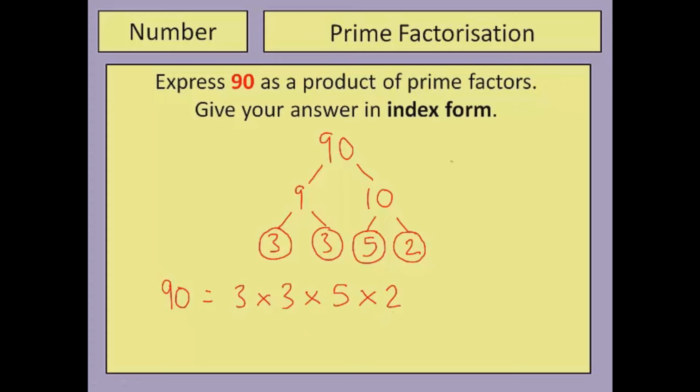Now, if your exam question says, as this one did, give your answer in index form, you need to write your answer slightly differently. You need to write 90 equals, and when you go through these numbers, and I like to do it in ascending order, so I'll start with 2 times 3 times 5, you need to group them together because we've actually got 2 3's times together here, which means 3 squared. So I put a little 2 up here to represent the fact that there were 2 3's multiplied together. So the final perfect answer to this question is 2 times 3 squared times 5.